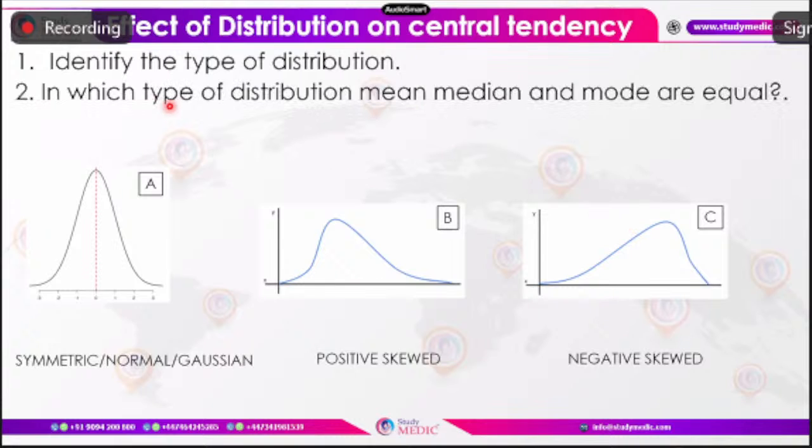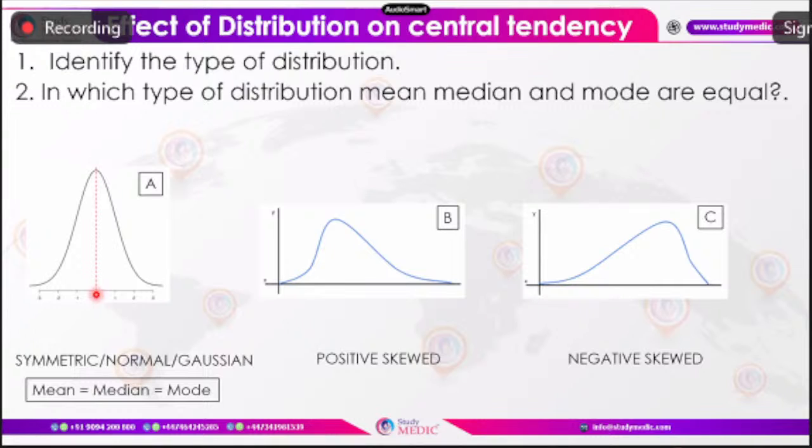Now the next question is, in which type of the distribution mean, median and mode are equal? It is in the symmetric distribution. Mean, median and mode are usually equal or the same in the symmetric distribution.